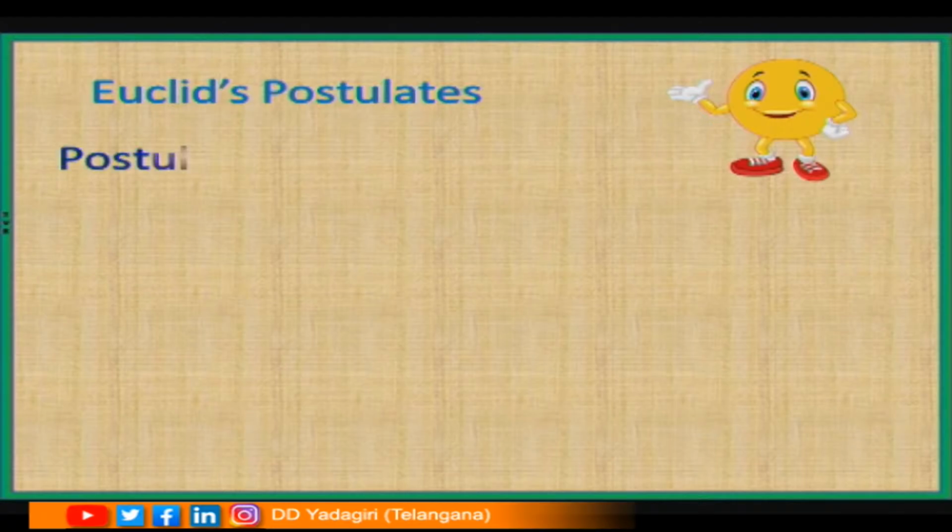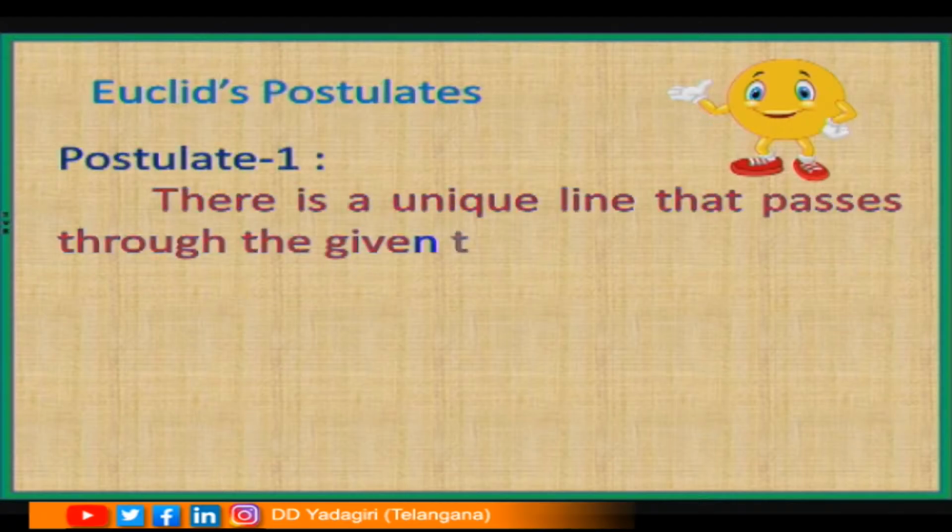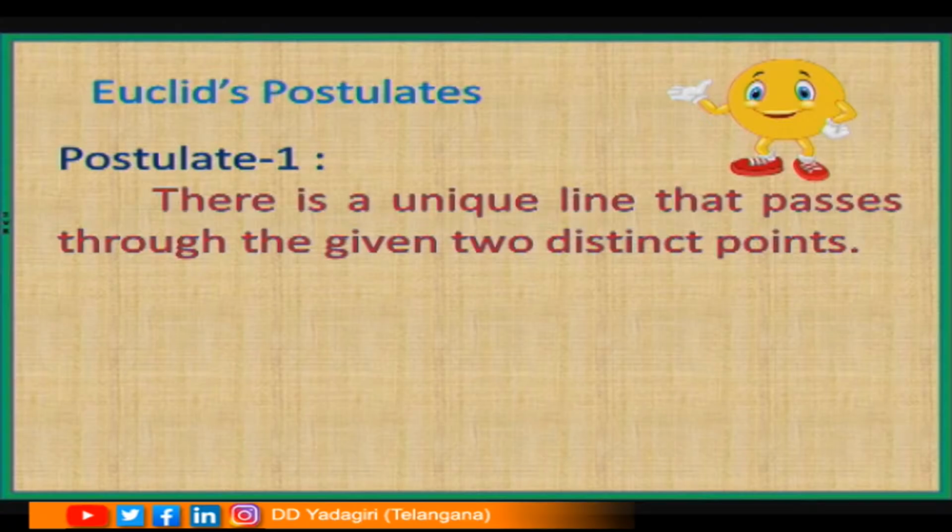Now, Euclid's postulates. Postulate 1: there is a unique line that passes through the given two distinct points. That means, in other words, you can say that one and only one line can pass through two different points in the plane. Let us see postulate 2.